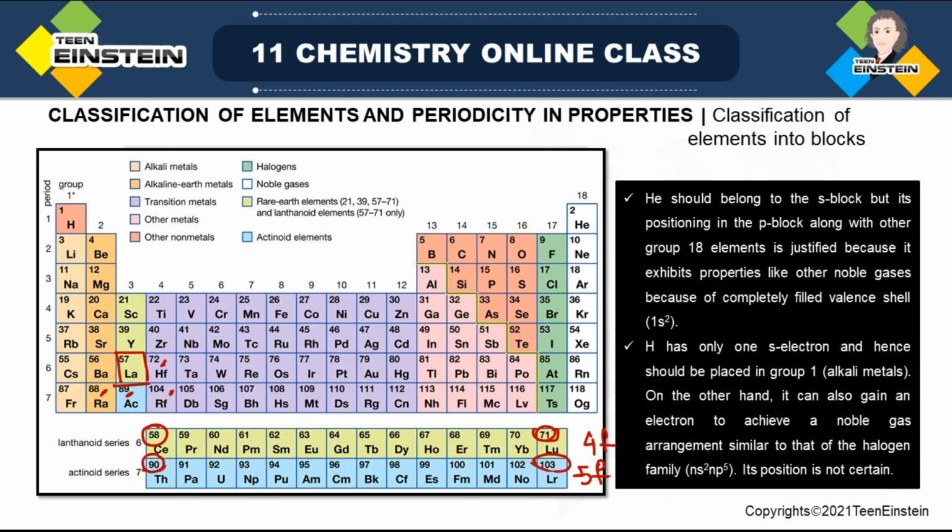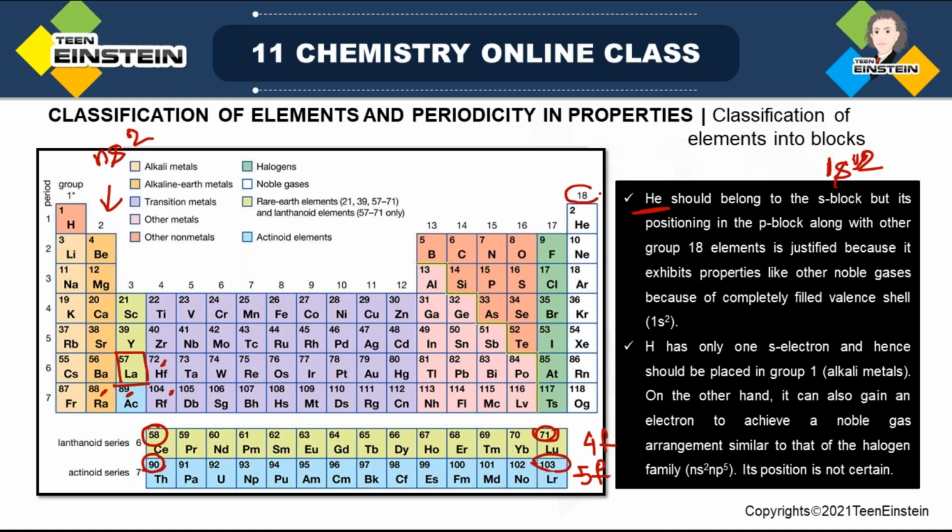Now there are two things that we should mention in the modern periodic table where there is some controversy. Helium should be in the s block. Why am I saying so? Because of its positioning in the p block along with other group 18 elements, it should belong to the s block. It has configuration 1s2, which matches the configuration of group 2, that is ns2, right?